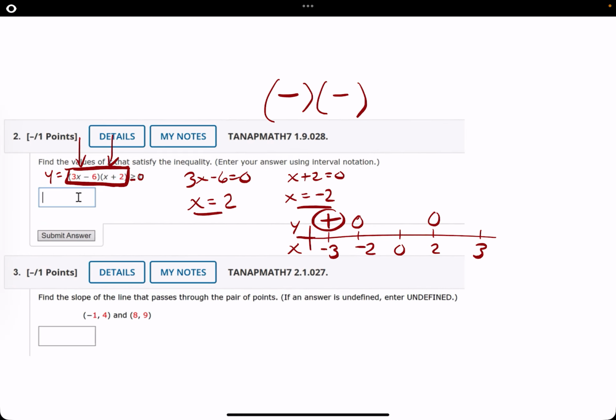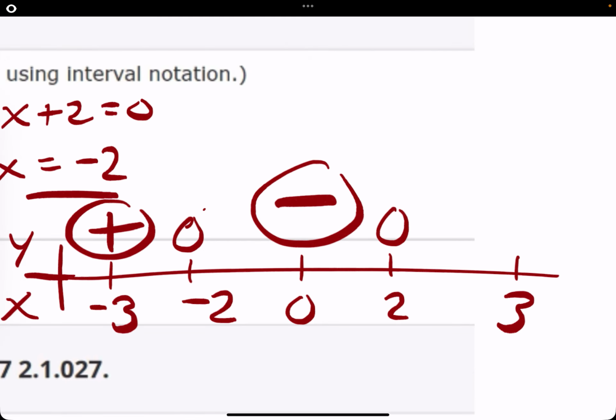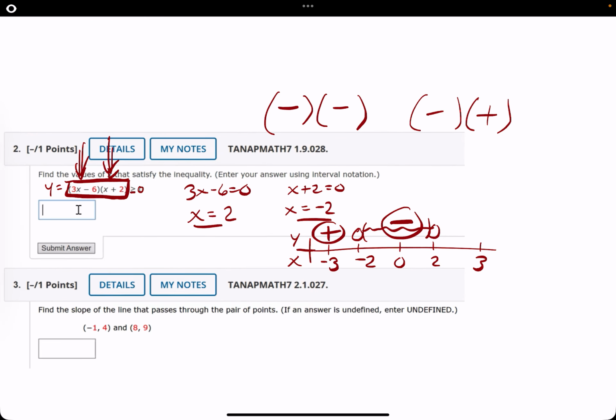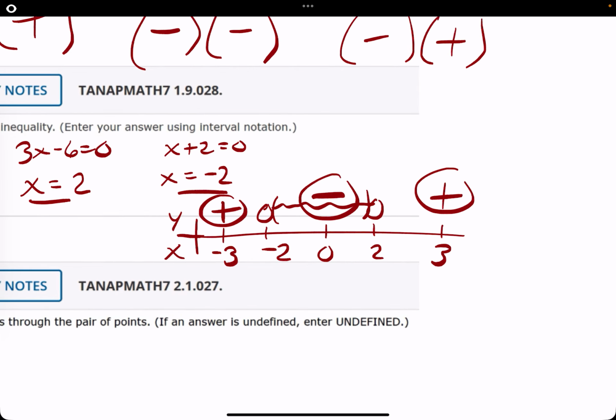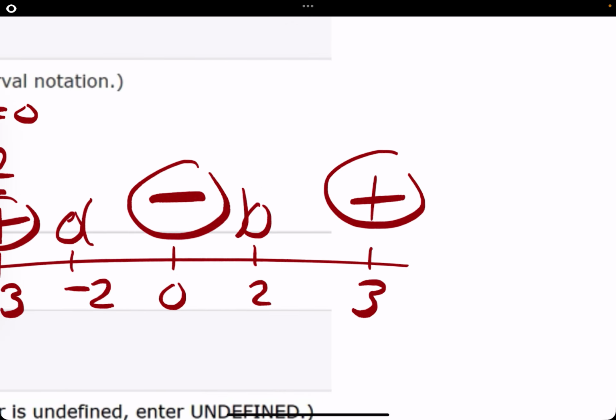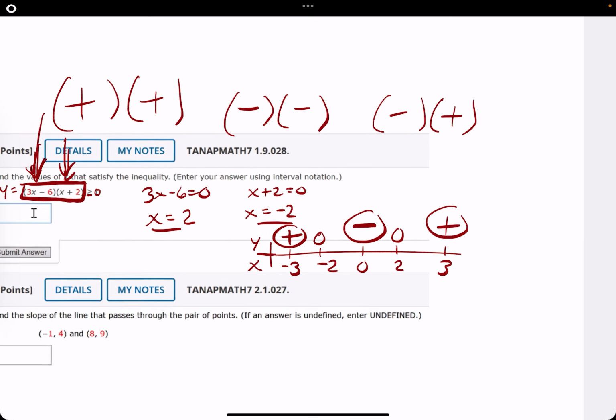Okay? So now we plug in 0. If we plug in 0 for x here and here, we get a negative 6 for the first one and then a 2 for the second one. So it's just positive. So negative times a positive is a negative, which means not just at 0 is the y value negative, but between negative 2 and 2, we have negative values. Plug in 3, we get 3 times 3 minus 6 is positive. 3 plus 2 is positive. Positive times positive is positive. So this means that everything after x equals 2 is positive.